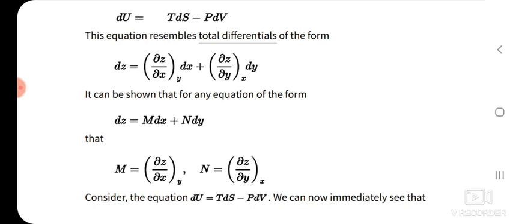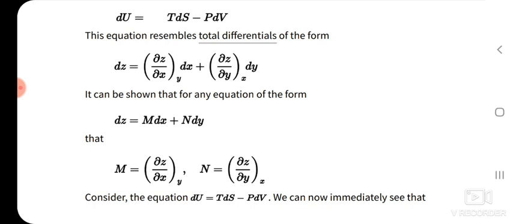So consider the equation dU equal to TdS minus PdV. We can immediately see that temperature T is equal to dou U by dou S at constant volume, and minus P is equal to dou U by dou V at constant entropy S.